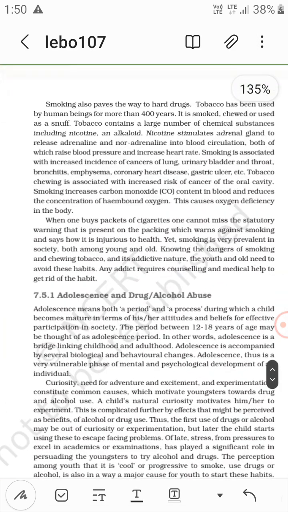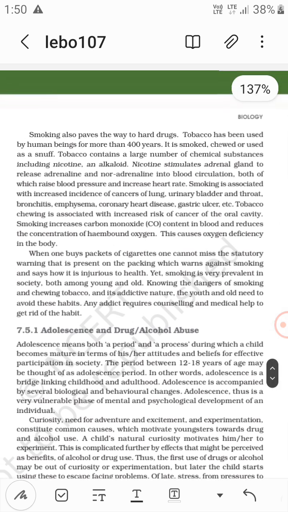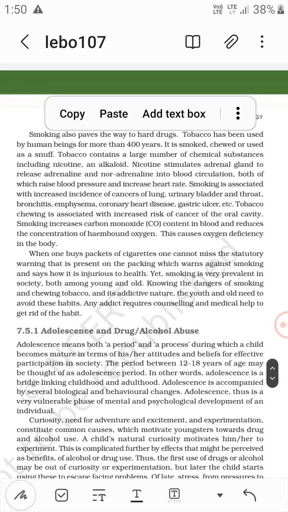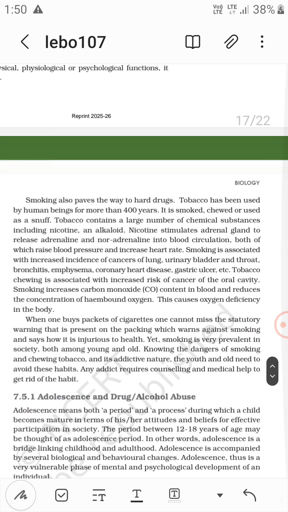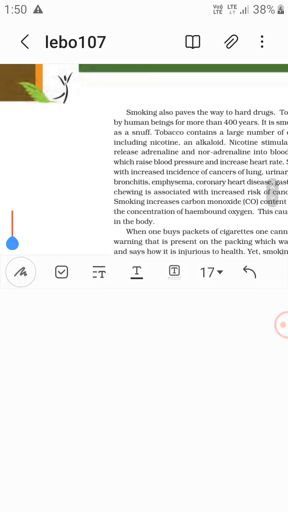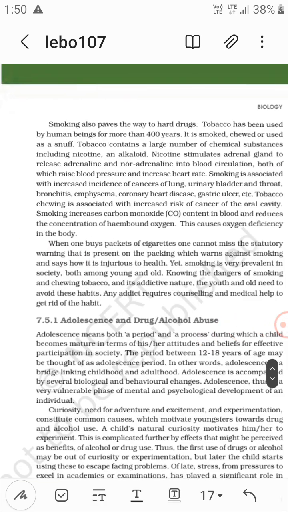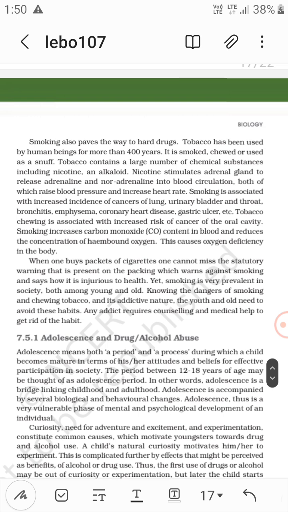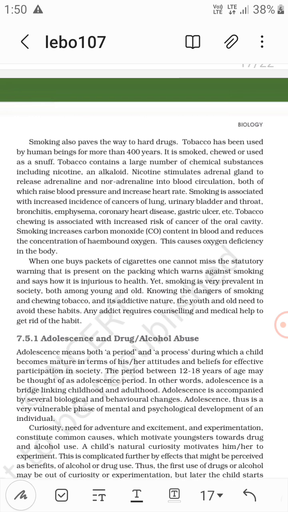Now what about smoking? Smoking also paves the way to hard drugs. Tobacco has been used by human beings for more than 400 years. It is smoked, chewed, or used as a snuff. Tobacco contains a large number of chemical substances including nicotine, an alkaloid.